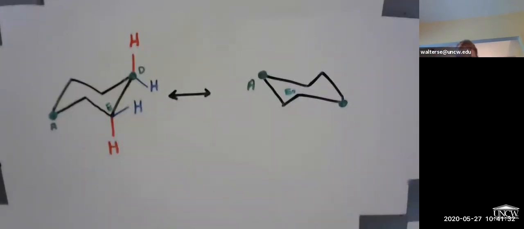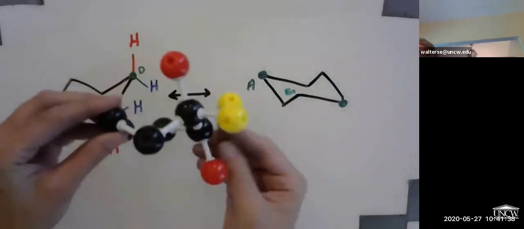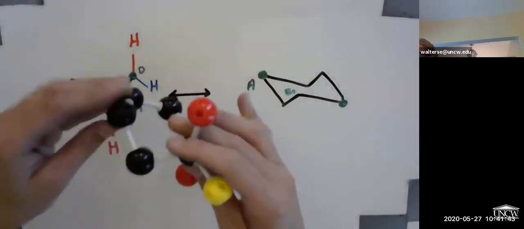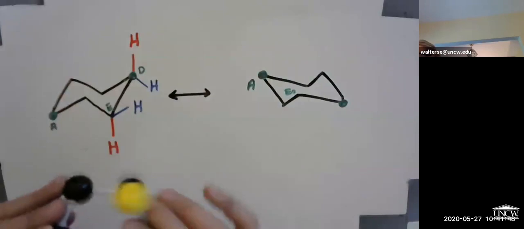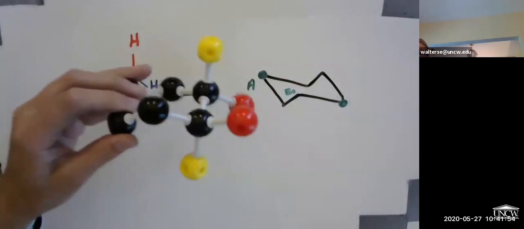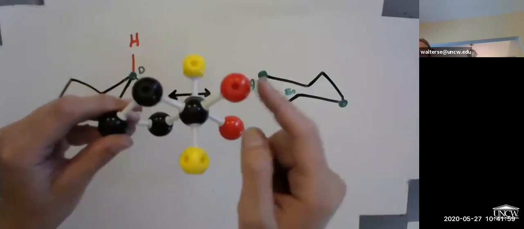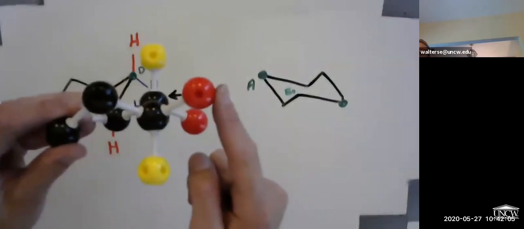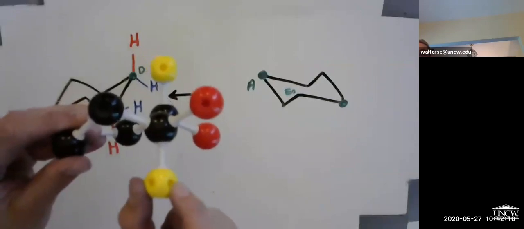Before we draw it, it's easier to see on the model. So here's one of my chairs, and the reds are axial up. Now when I go to the next ring flip, oops, I broke it again. Now look at what happened to the positions. The hydrogens that had been axial are now equatorial, and the yellows that were equatorial are now axial.